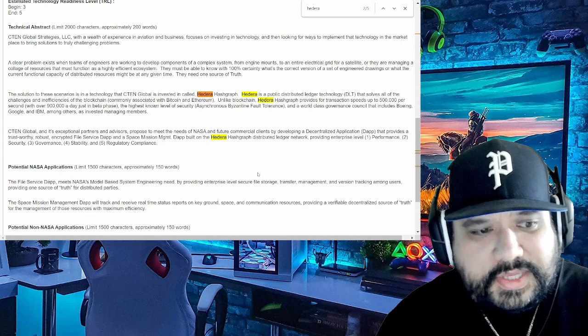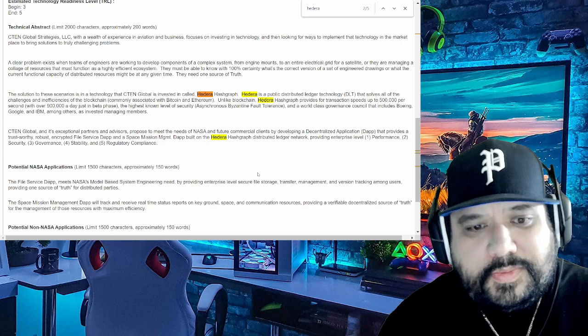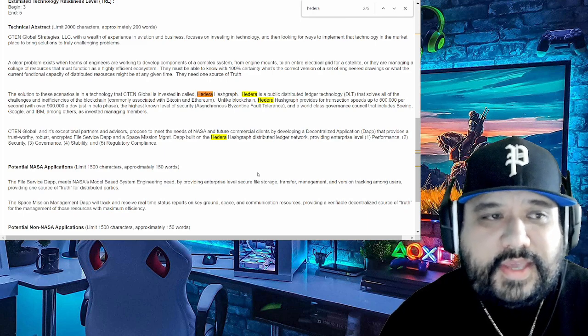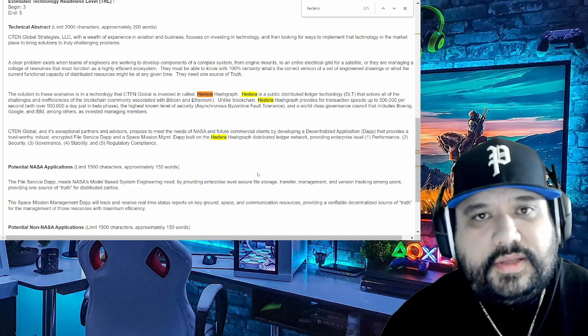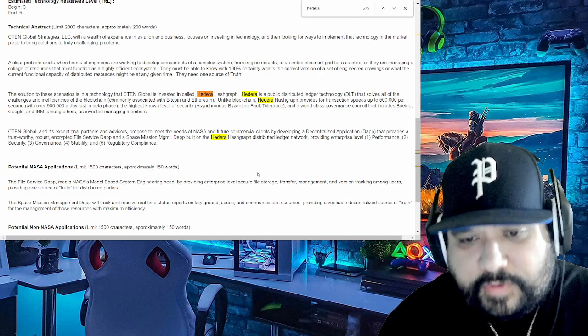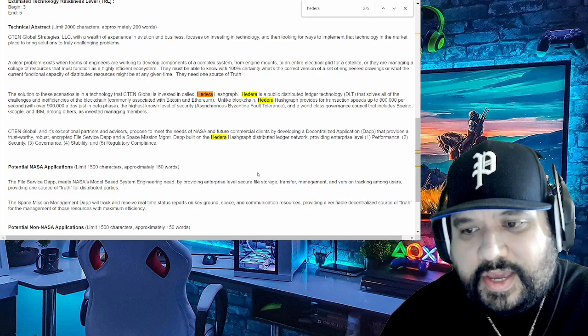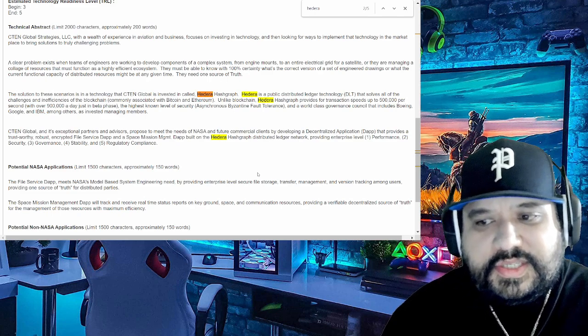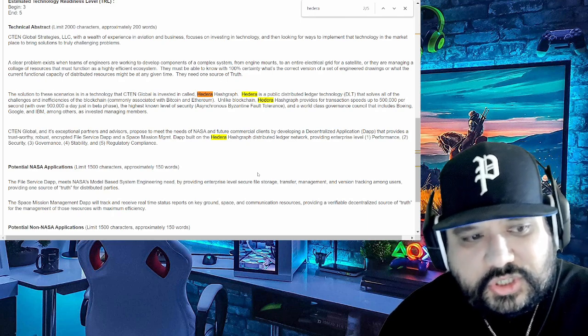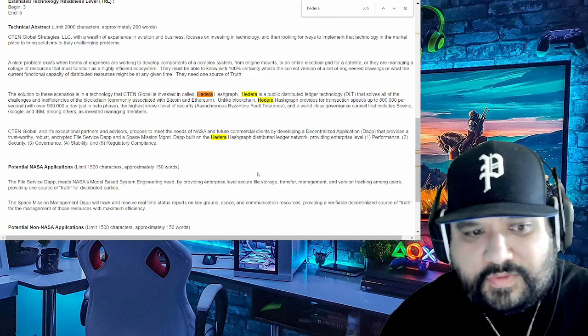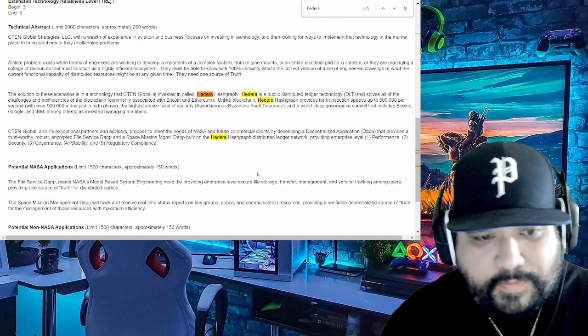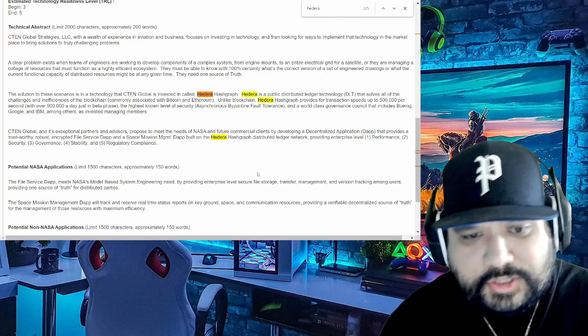C10 Global and its exceptional partners and advisors propose to meet the needs of, yeah, you already knew, NASA, and future commercial clients by developing a decentralized app that provides a trustworthy, robust, encrypted file service, decentralized app, and a space mission management.